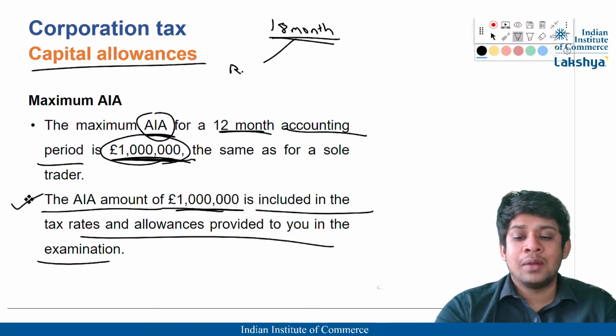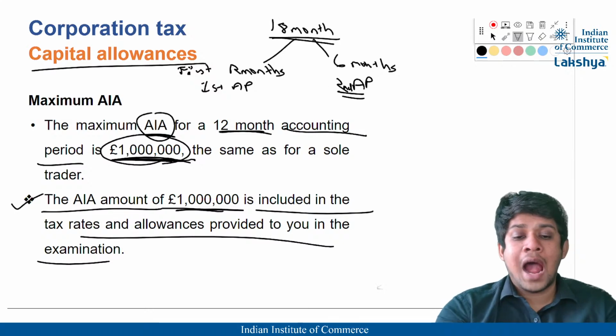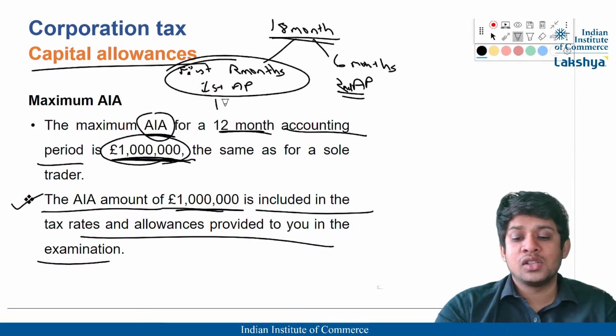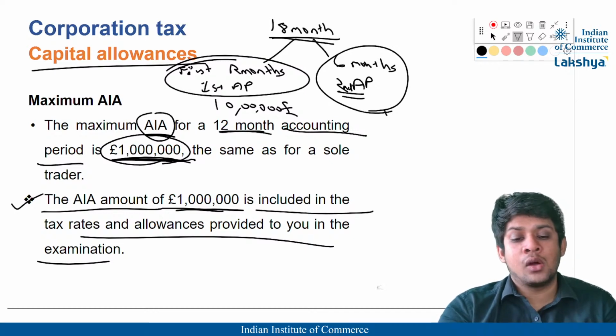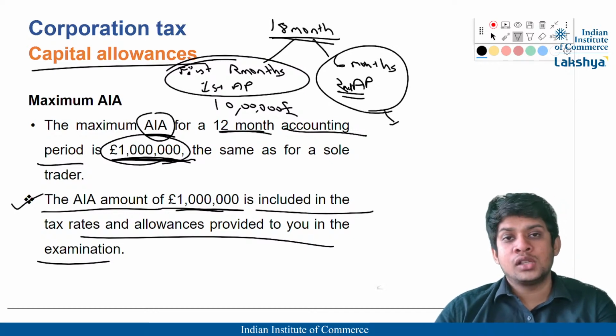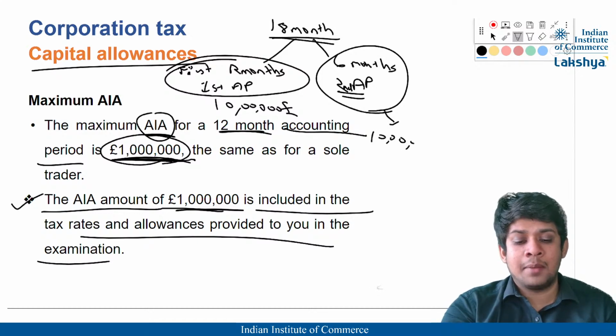Okay. So the first 12 months will be the first accounting period, and the remainder of the 6 months will be the second accounting period. Okay. So I am getting an AIA for the first 12 months of 1 million pounds. But in the second accounting period, the accounting period is only of 6 months. So in such a case, the AIA will be restricted and will be time apportioned.